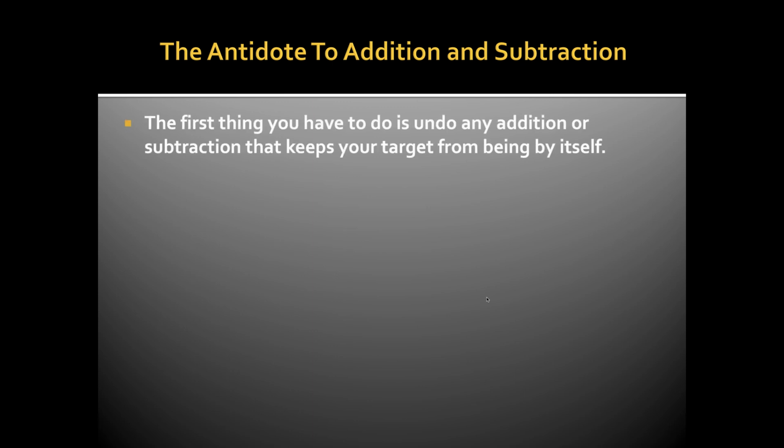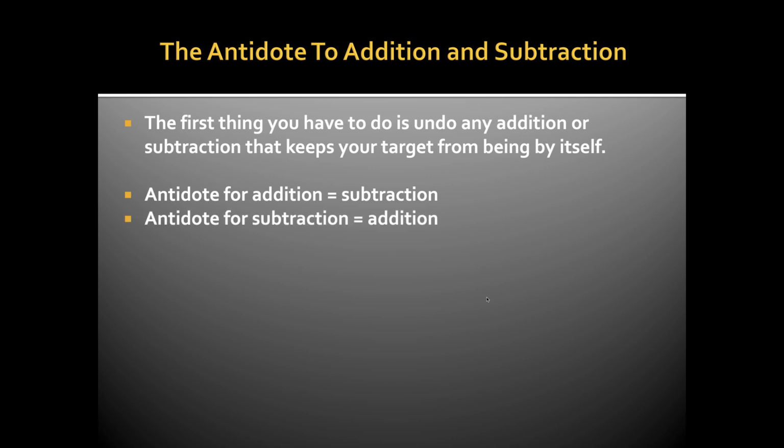So the first thing you're going to have to do is if there's any addition or subtraction in your formula, you want to undo that first. So if you want to get rid of addition, use subtraction. You subtract the value from both sides. And for subtraction, you add to both sides, because in algebra, whatever you do to one side, you have to do the exact same thing to the other side to keep everything equal.